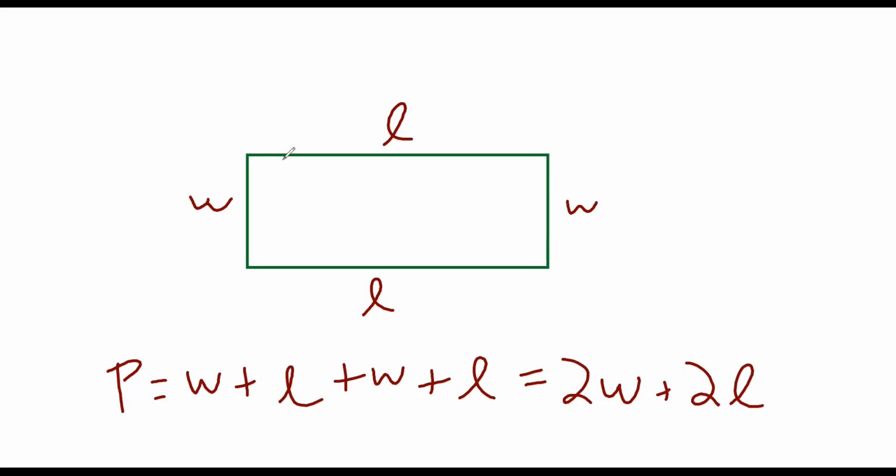So anyways, the perimeter of a rectangle then is 2 times the width plus 2 times the length. Pretty simple formula, but it's good to see it. Perimeter is not area. Perimeter is a one-dimensional measure of total length. Area is a two-dimensional measure.